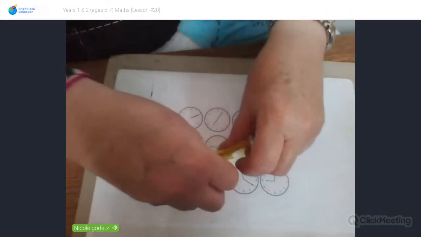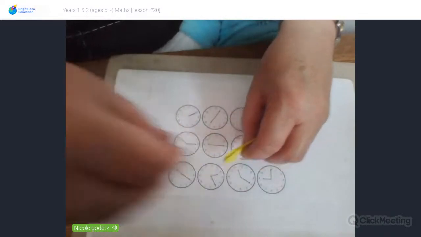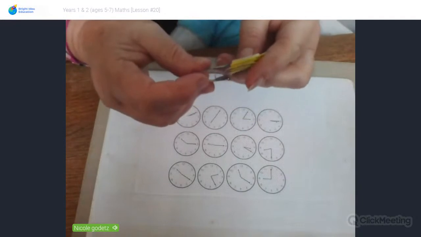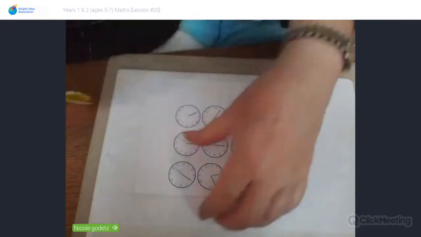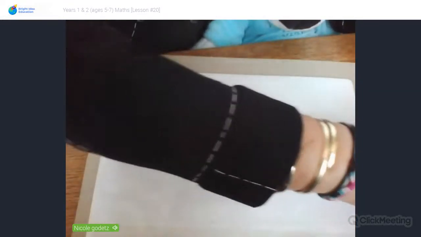So we're just going to do a few. Let me just put the bingo away, and then we're going to do this: this is the analog, you tell me what the digital time shows. Okay, I'm just going to get paper to hide the ones that I don't want you to look at yet.